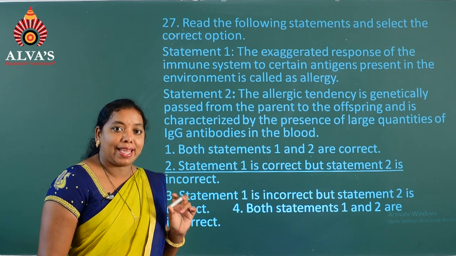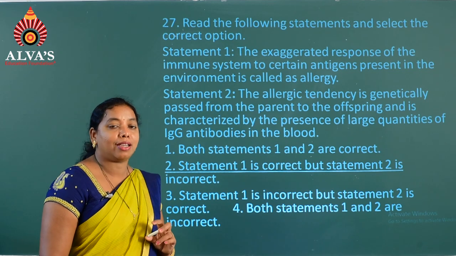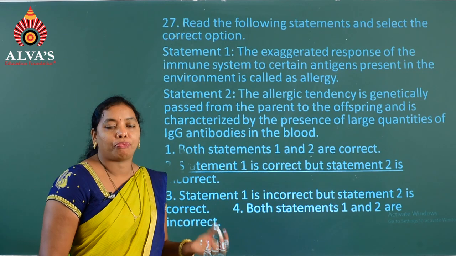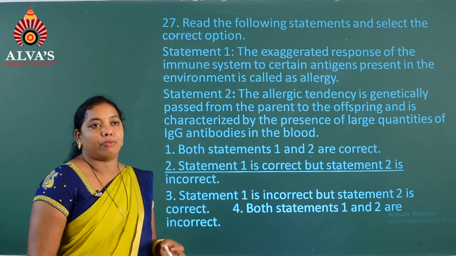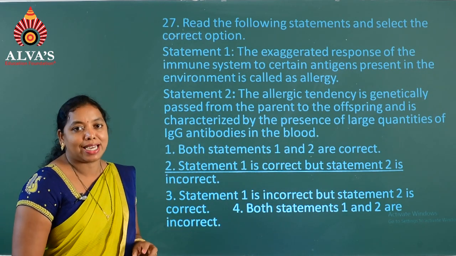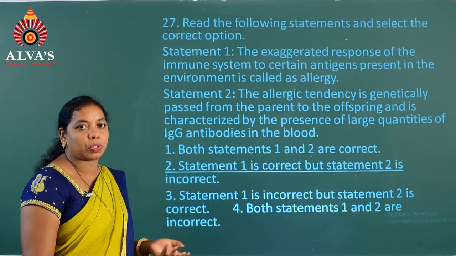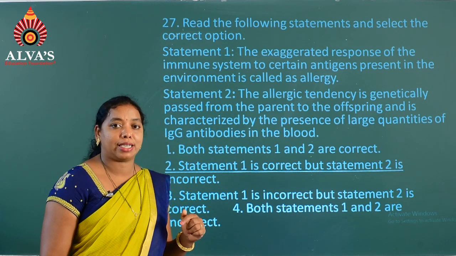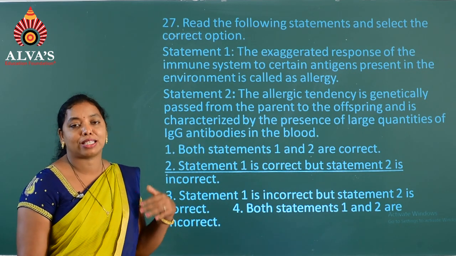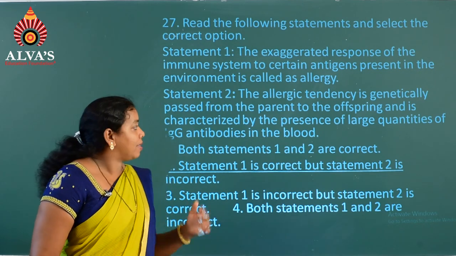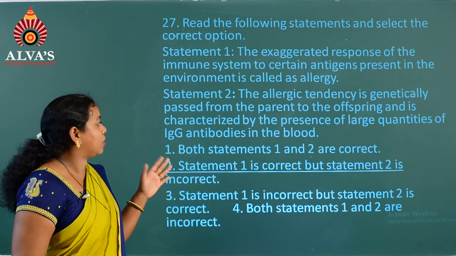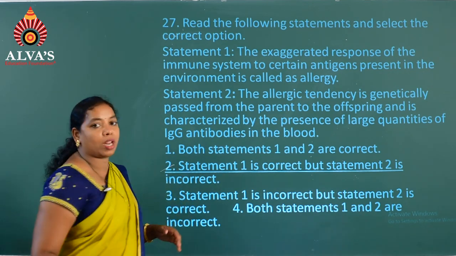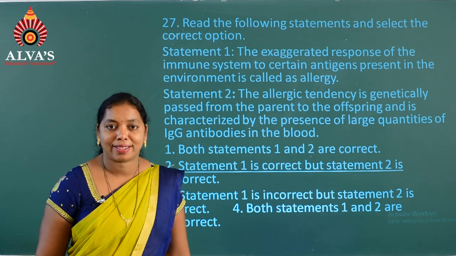We know that allergy is mainly defined as an exaggerated response of the immune system in response to the entry of allergens. So, hence the first statement is right. The second one, that the allergic tendency is inherited from generation after generation, from parents to offspring, is wrong. Hence the answer is the second option: statement 1 is correct, whereas statement 2 is incorrect.